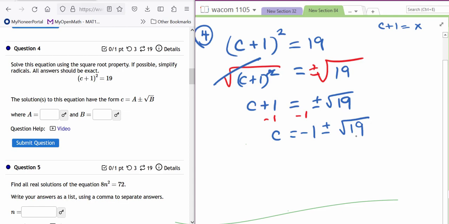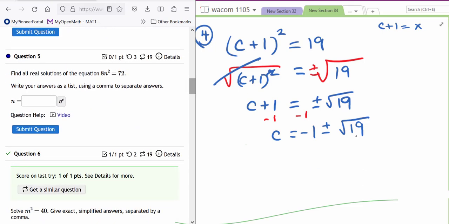All right, let me see what exactly they're asking me. Where a equals, well, a here is -1. All right, and b equals square root of 19. So just the way they worded it, they didn't really ask me for both of those, but that was it. All right, I'm going to go to 5 next.